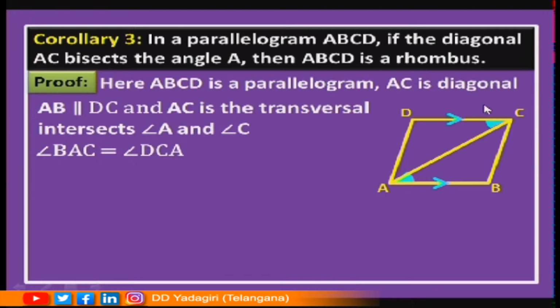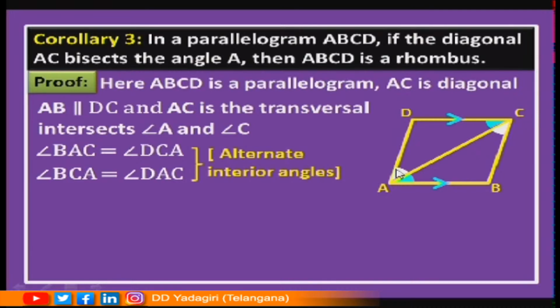So, you can see, children, these two parts are equal. Not only that, if you notice the other two parts, that is angle BCA, this part shaded in white, and also DAC, they are also equal. The reason is they are alternate interior angles. We have seen that whenever two parallel lines are there and a transversal intersects them, their alternate interior angles are equal. So, here are two pairs of alternate interior angles.